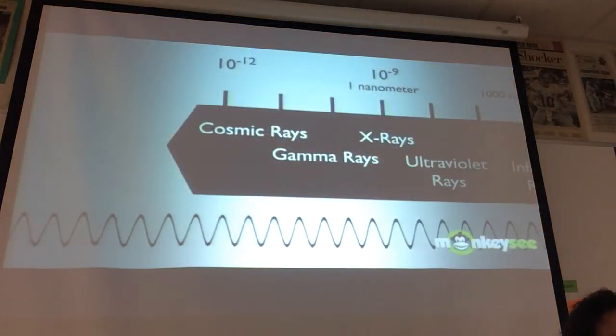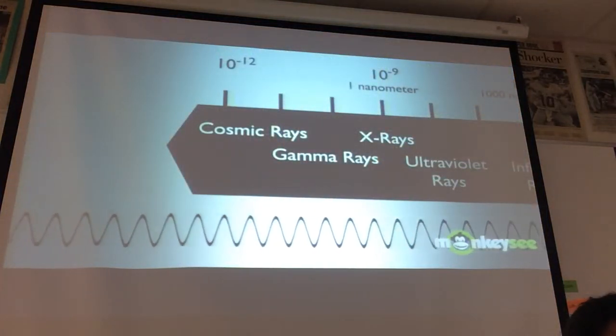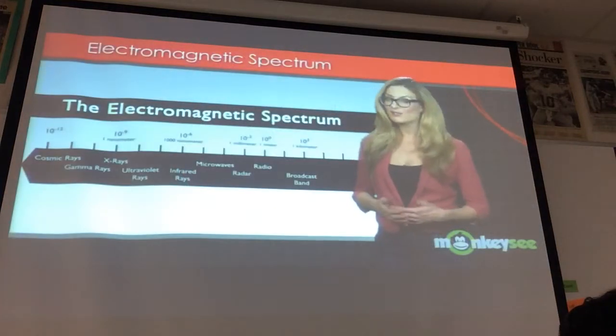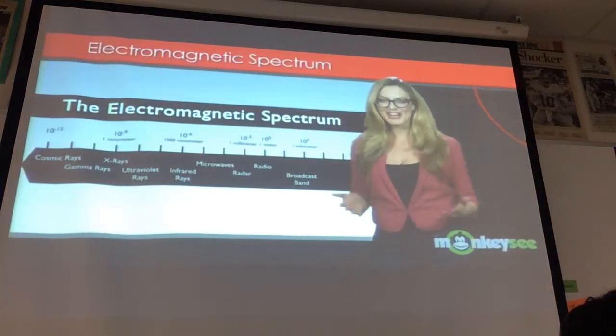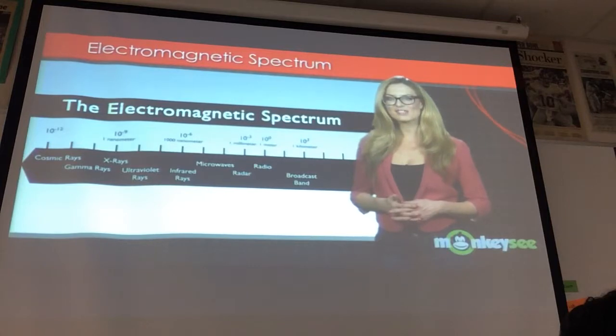Gamma rays produce even shorter wavelengths, higher frequencies, and more energy. In comparison to the football field-sized wavelengths of radio waves, gamma ray wavelengths are as small as atom nuclei.